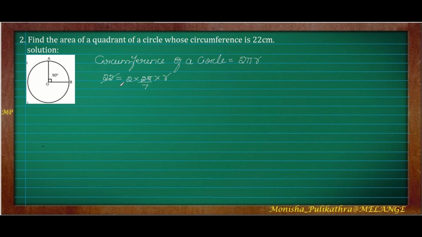So here 22 get cancelled. So here 1 will be remaining. So this 7 will get cross multiplied here. So 7 is equal to 2 into r. In the next step I will take 2 down. So we will get 7 by 2 is equal to r. So this is the value of radius. Radius of the circle is 7 by 2.